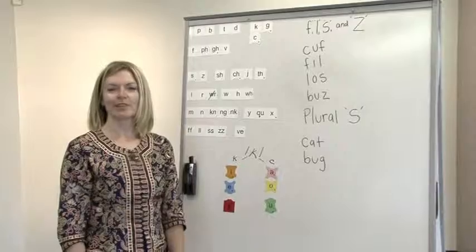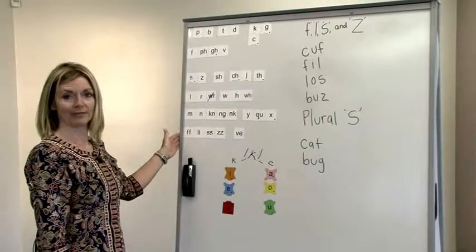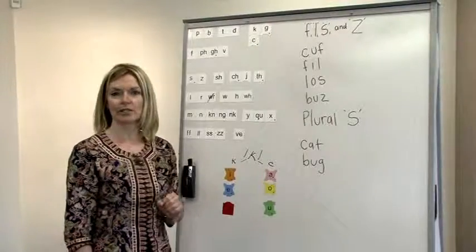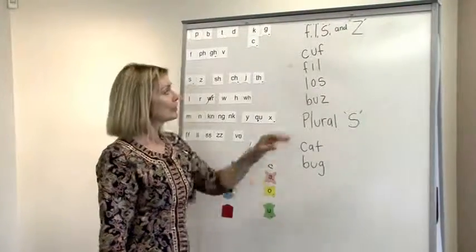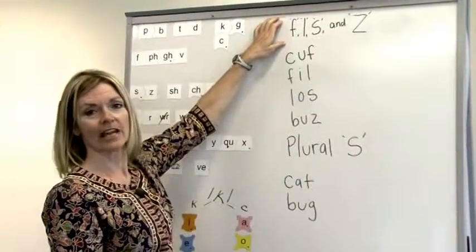Lesson 3. For Lesson 3, you'll have added these new pieces, as noted in your lesson plan. And then there are several new concepts. Let's take a look at the first one. The first one we sometimes call the floss rule, F, L, S, and Z.